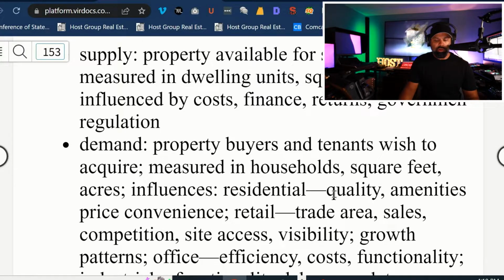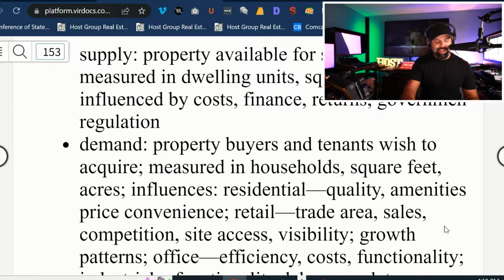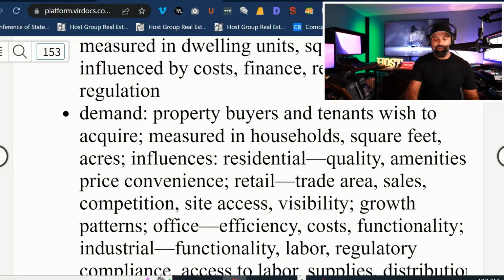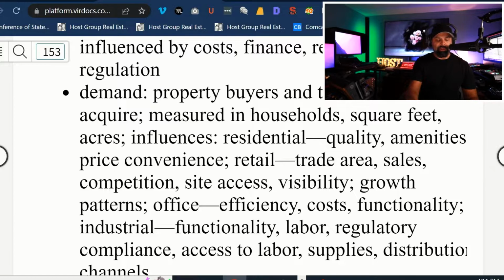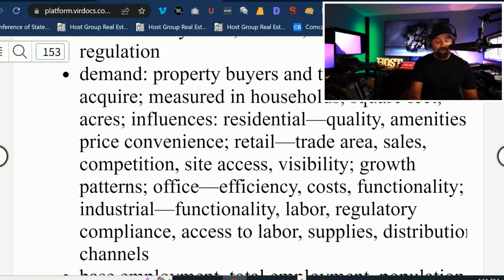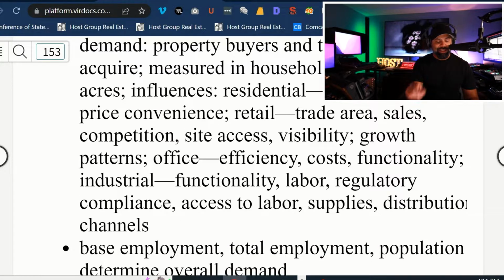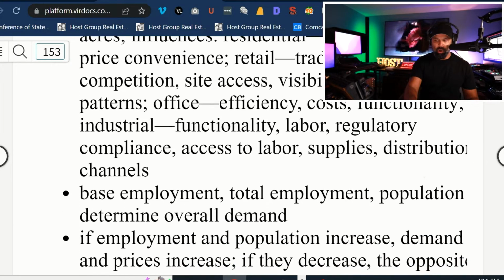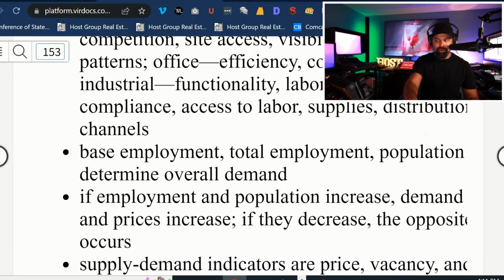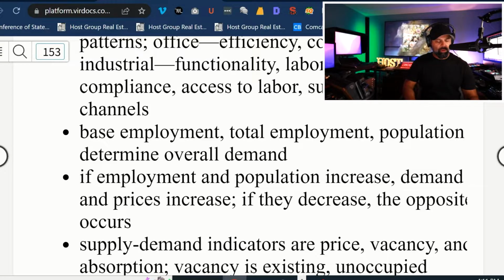Influences. Residential looks at quality, amenities, price, and convenience. Retail looks at trade areas, sales, competition, site access, visibility, and growth patterns. Office looks to efficiency, cost, and functionality. Industrial space looks for functionality, regulatory compliance, access to labor, supplies, and distribution channels. All right, so all of these different types of properties look to different things economically.